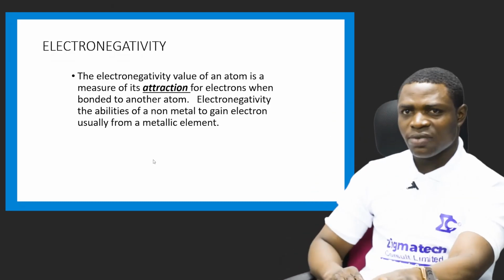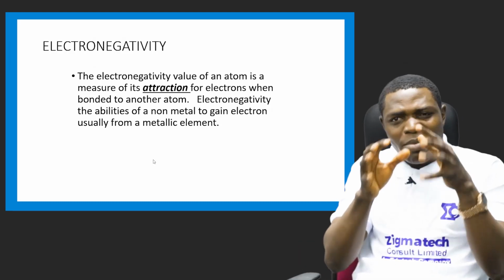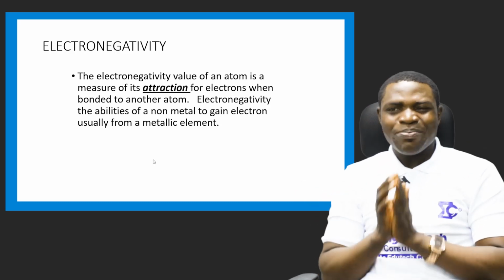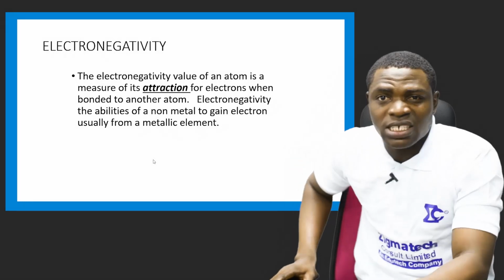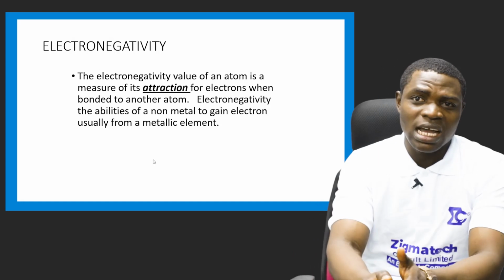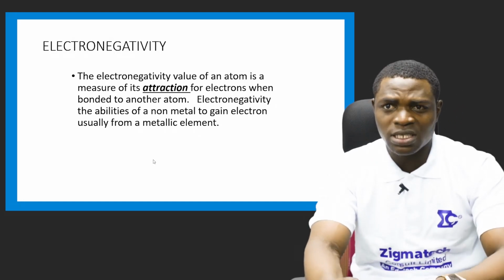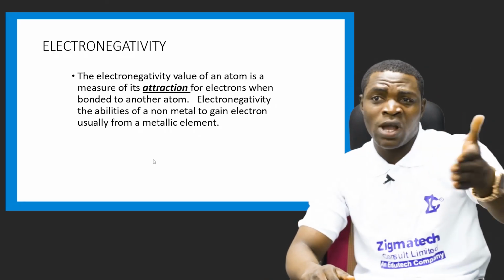The electronegativity value of an atom is the measure of its attraction for electrons. Please pay attention right here. If you look at the metals generally, that was why I had to take you through the concept of metals, their identification, their position, their physical properties, their chemical properties in the periodic table, because this is what we are applying.